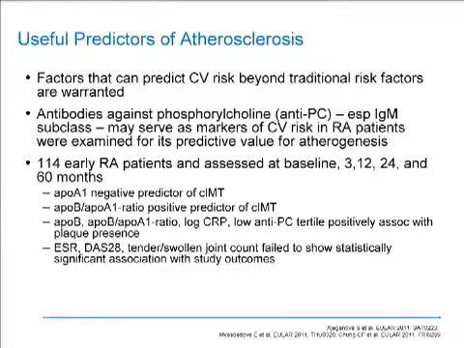And as you can see here listed below, ApoA1 was a negative predictor with IMT, while the ApoB and ApoA1 ratio was a positive predictor of IMT. The other positive predictors of plaque presence, as you can see, are listed here: ApoB, ApoB-ApoA1 ratio, as well as CRP and having low anti-PC tertiles. While our traditional RA disease measures such as ESR, DAS-28, tender and swollen joint counts failed to show any statistically significant association with these study outcomes.